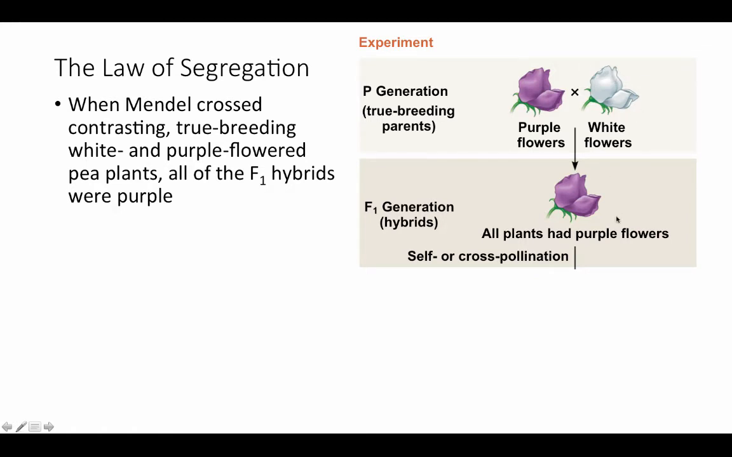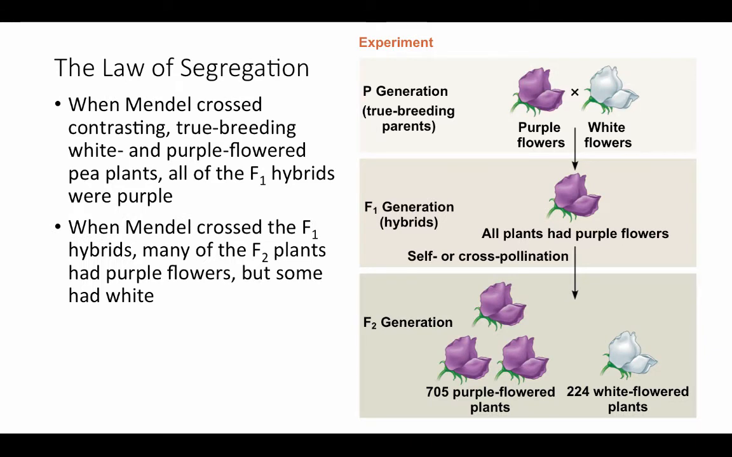Where we really start to discover things is when we do this next cross. And so when Mendel crossed the F1 hybrids, many of the F2 plants had purple flowers, but some of them had white, and the white was pure white, identical to the parental generation. So now we know this white factor was not lost. It was still there waiting to come out in a future generation. So this is consistent with the particulate hypothesis of inheritance as opposed to the blending hypothesis.